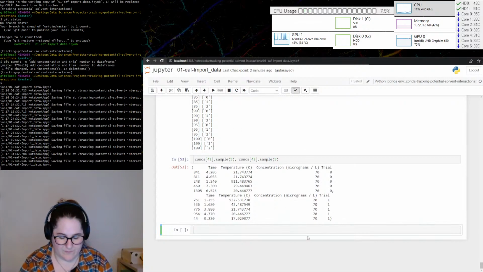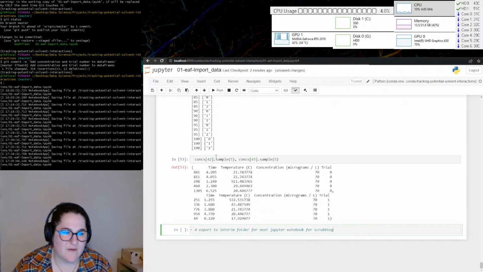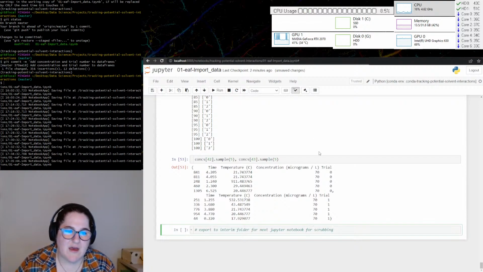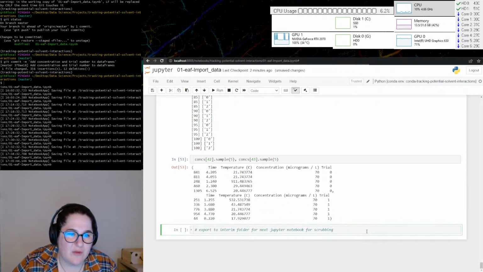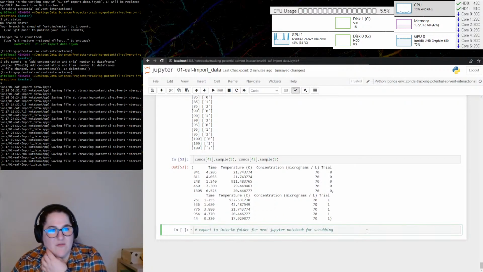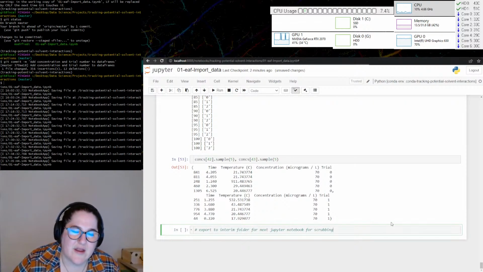Something that I need to do is set up an export to an interim folder for the next Jupyter notebook for scrubbing. I think this is a really good stopping point for today. We've added our concentration, we've added our trial. I think we should keep all of the data frames separate until after scrubbing, because we might encounter issues where some of the data frames have missing numbers or NaNs from file corruption. That's something I haven't been able to evaluate yet because it's a lot of numbers on a page.